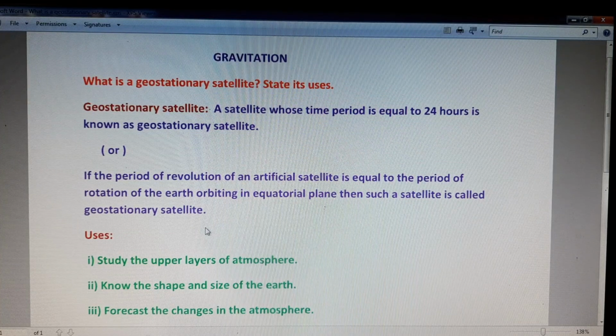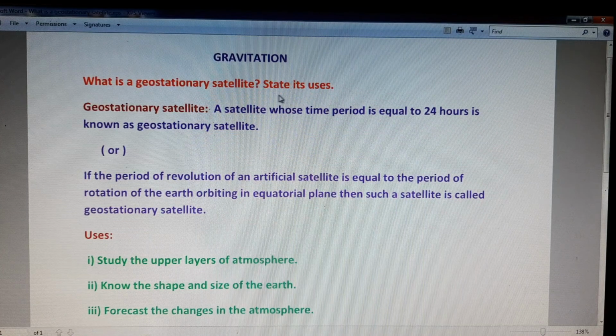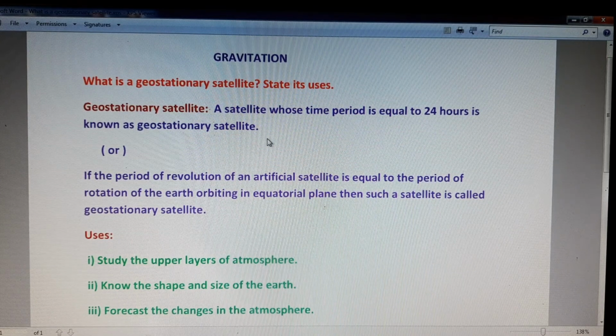Okay, students, this is a very important 4 marks question in the gravitation lesson of first year physics. So the question is, what is a geostationary satellite? State its uses. So first we can define the geostationary satellite. A satellite whose time period is equal to 24 hours is known as a geostationary satellite.